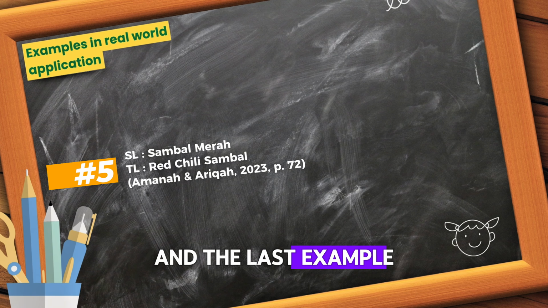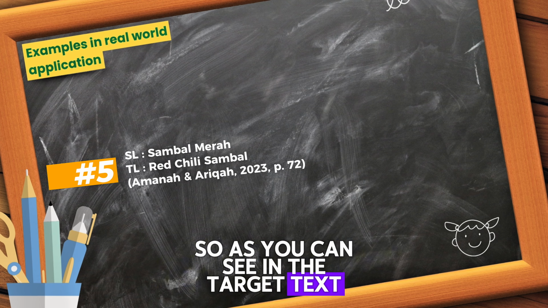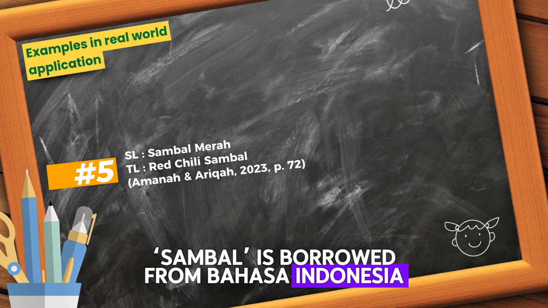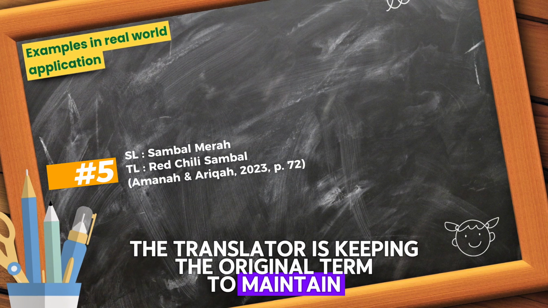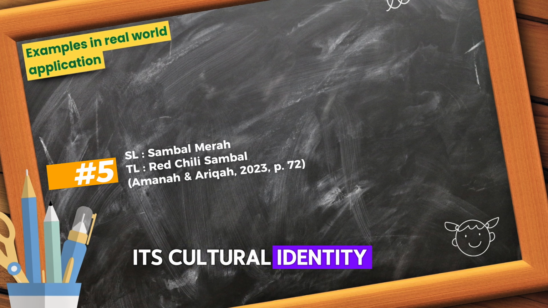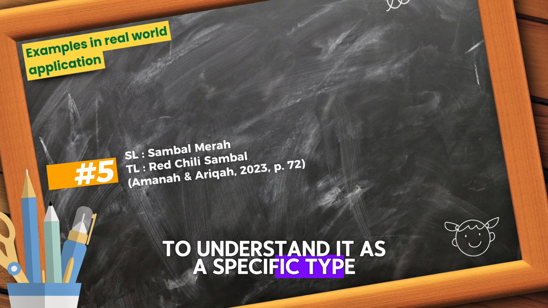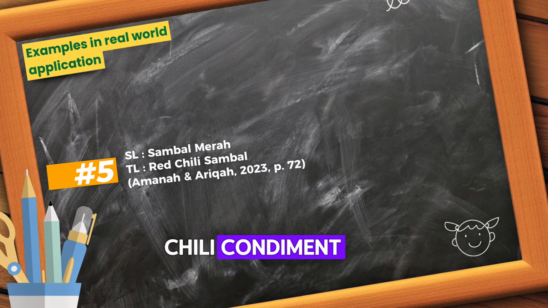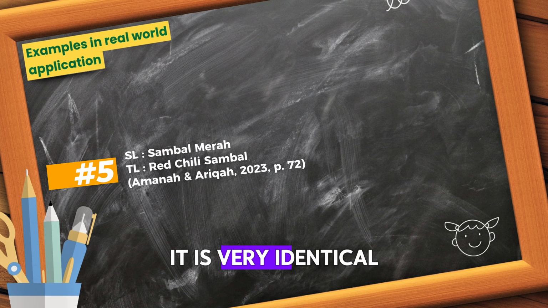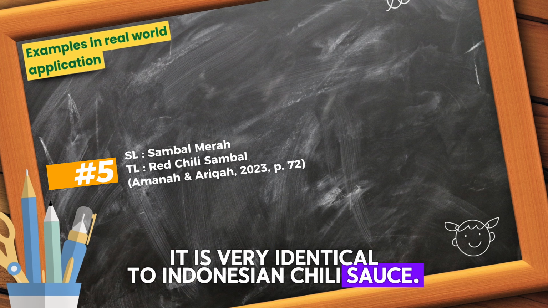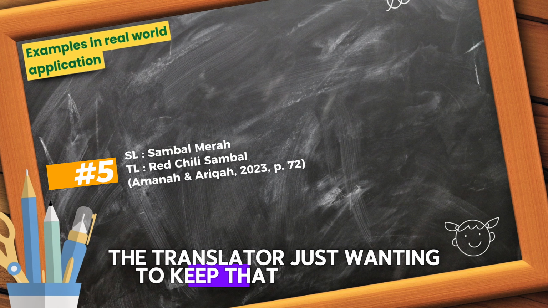And the last example is about borrowing. So as you can see in the target text, sambal is borrowed from Bahasa Indonesia. The translator is keeping the original term to maintain its cultural identity and allows English readers to understand it as a specific type of spicy chili condiment. So when you hear the word sambal, it is very identical to Indonesian chili sauce, and basically the translator just wants to keep that impression.